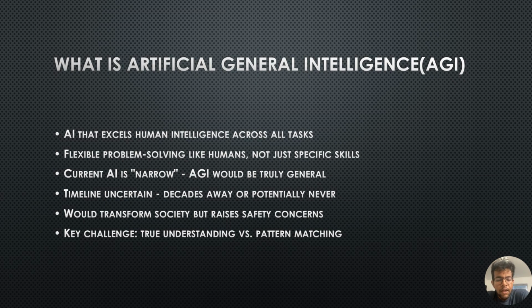And apart from that, the timeline for general intelligence is quite uncertain. As I mentioned, it can be decades or it can be never, or it can be within 3 to 4 years. No one would know. And once we discover AGI, once we invent AGI, it would transform society and raise concerns in a variety of ways. There would be concerns about job displacement, control, ethics, and quite a lot of things.